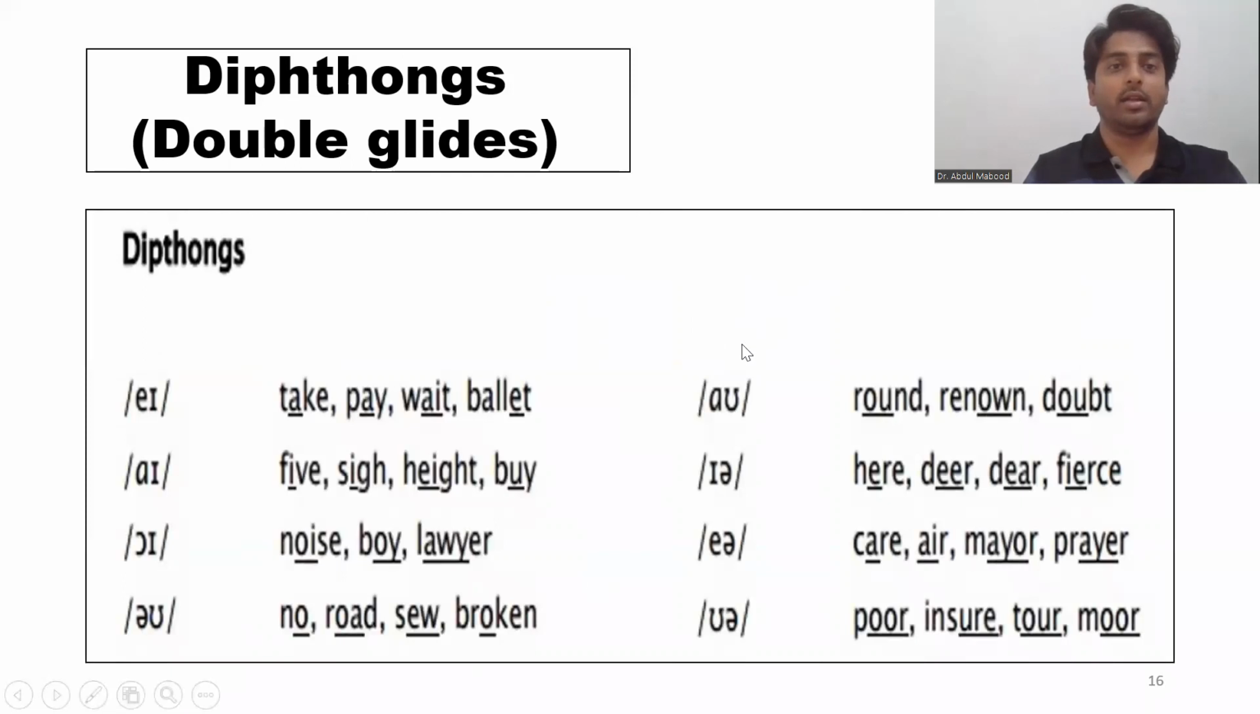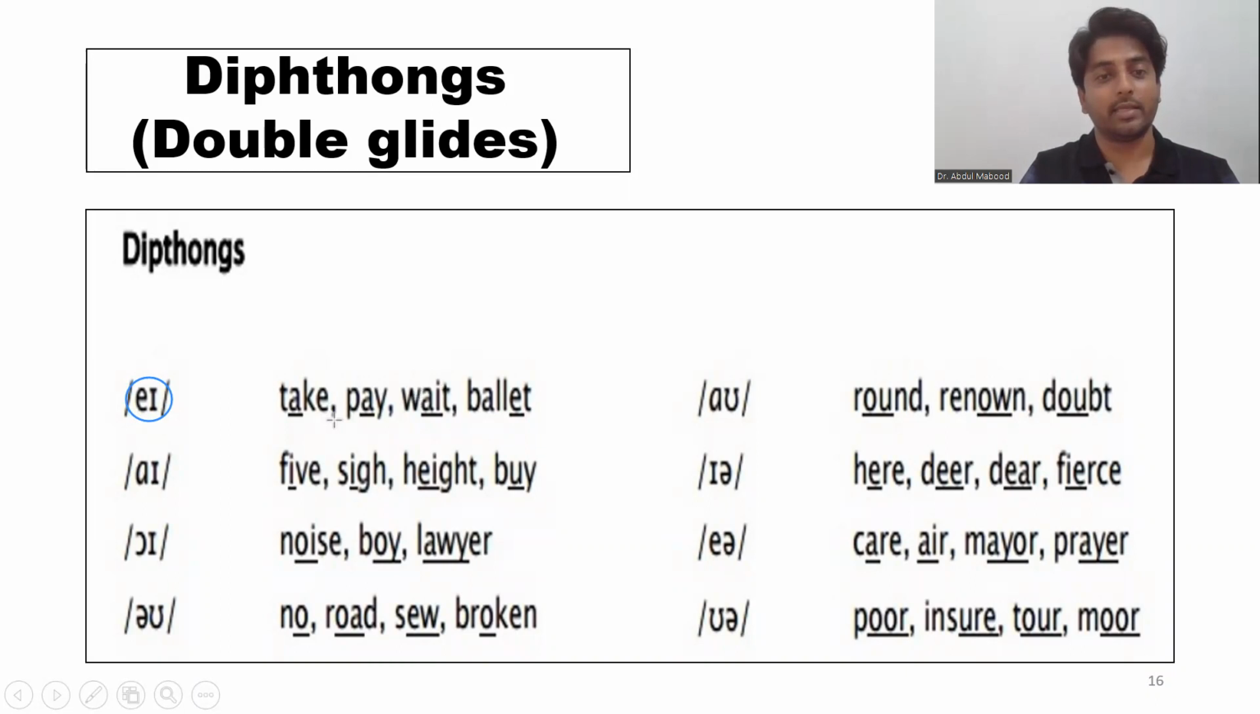Okay, these are the diphthongs, or double glides. Now the first one here is the combination of E and I, like E and I. The pronunciation will help you. So let's pronounce these words.